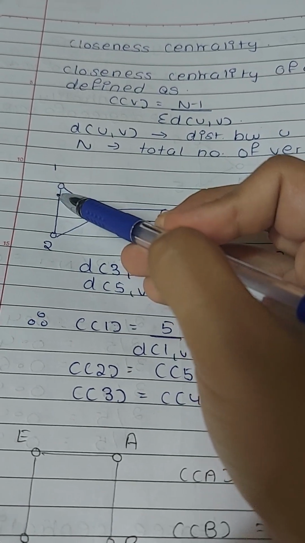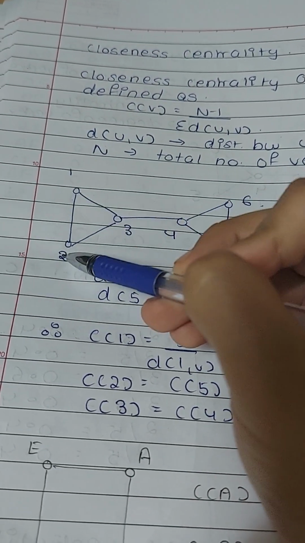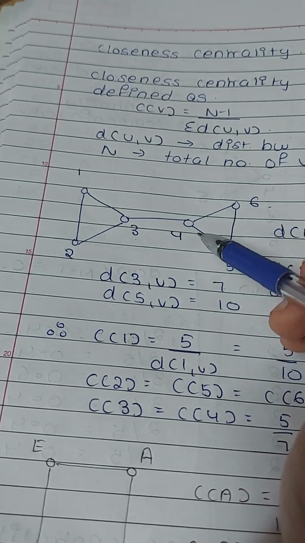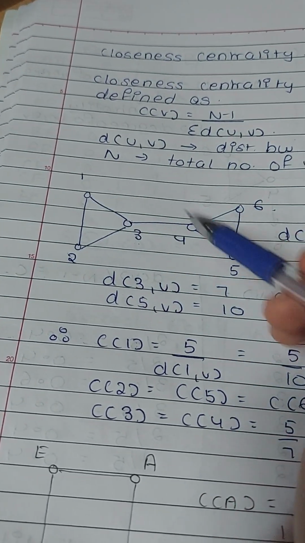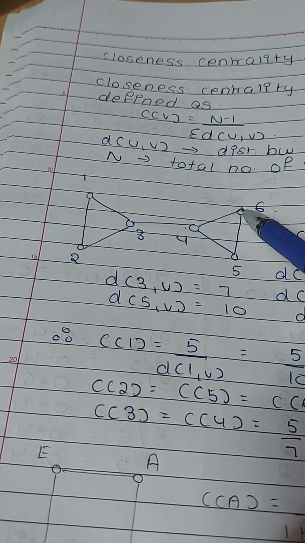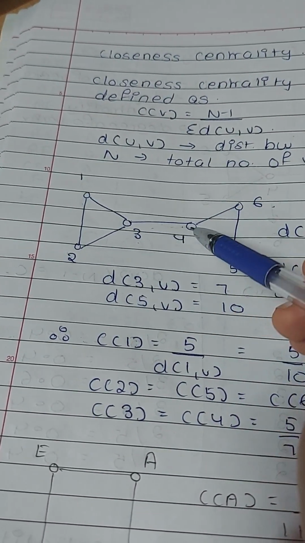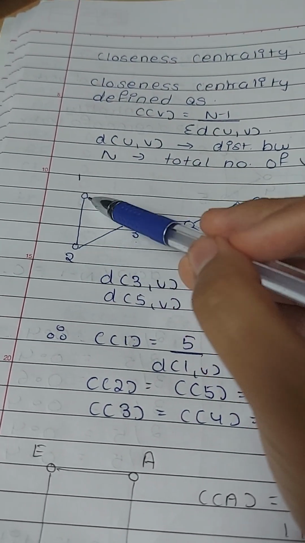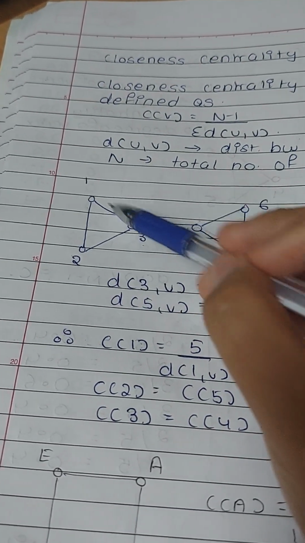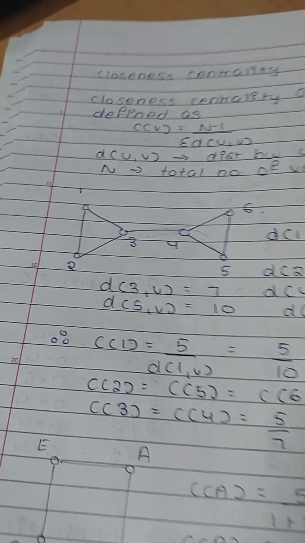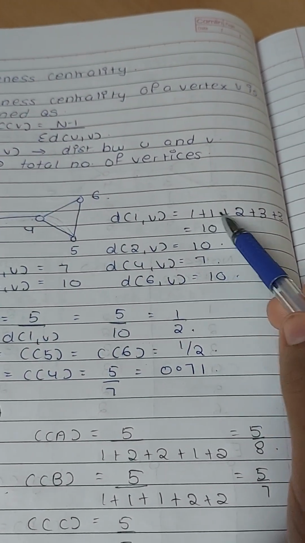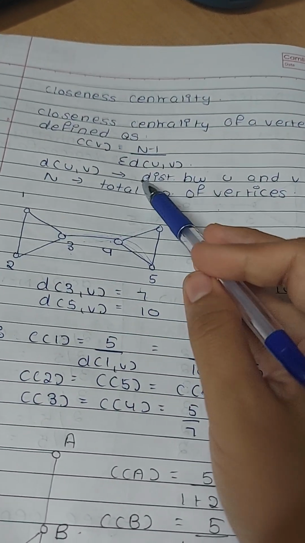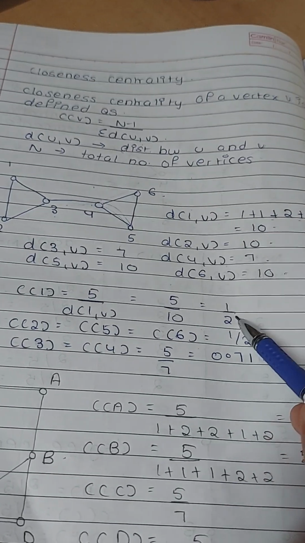So like suppose, say 1, then the distance from 1 to 2 is 1. So 1 plus, the distance from 1 to 3 is 1, so 1 plus 1. The distance from 1 to 4 is 2, so 1 plus 1 plus 2. The distance from 1 to 6 is 1, 2, 3, so 1 plus 1 plus 2 plus 3. What about 1 to 5? It is 3, 1, 2, 3, right. So what we had was 1 plus 1 plus 2 plus 3 plus 3, which comes to 10. So this will be n minus 1, 5 by 10, which is equal to half.